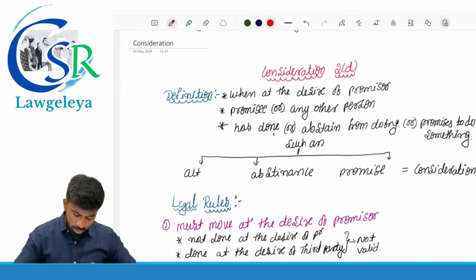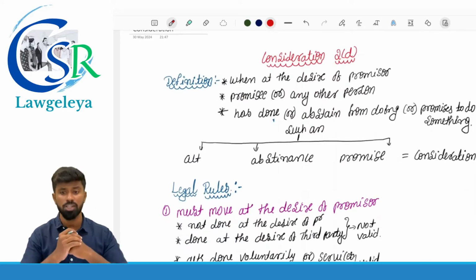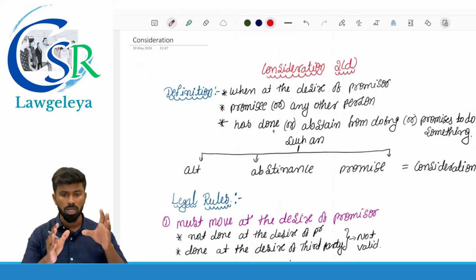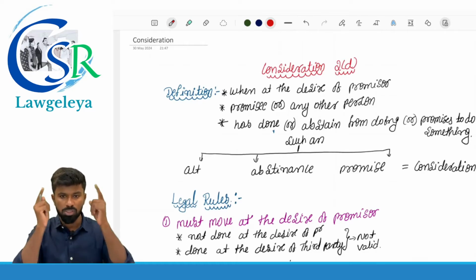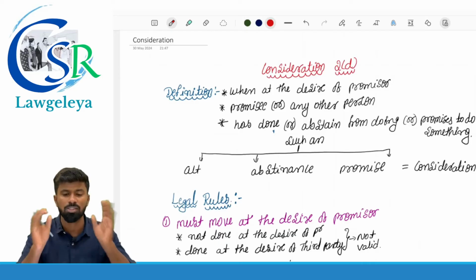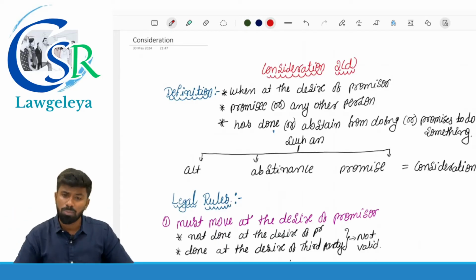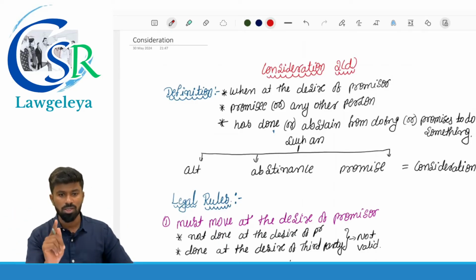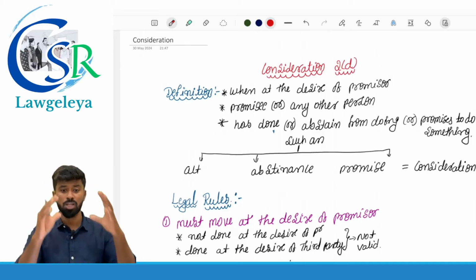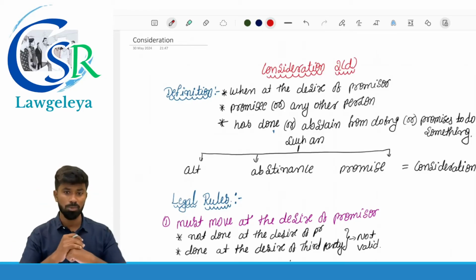Let's go to the next one. Consideration. Section number 2, subclause D defines the word what? Consideration. Definition is important. What is consideration? When at the desire of promisor. Keep this in mind. Desire of the promisor. This is the fundamental rule of consideration. What is the fundamental rule of consideration? The consideration must always happen at the desire of the promisor.